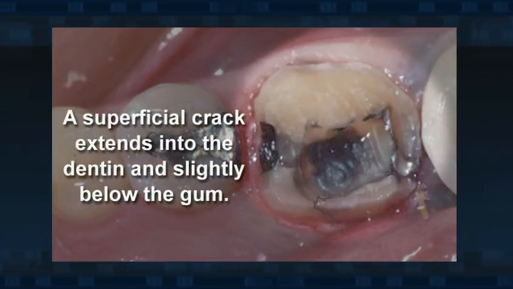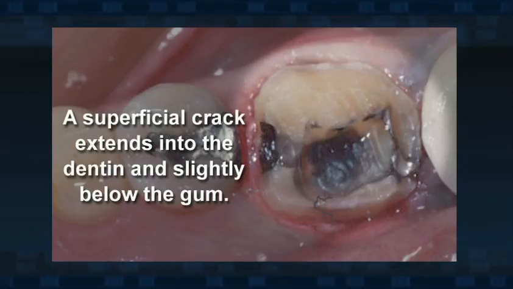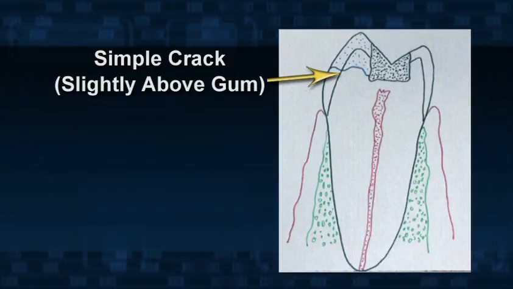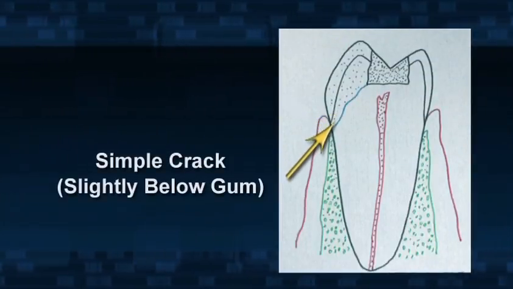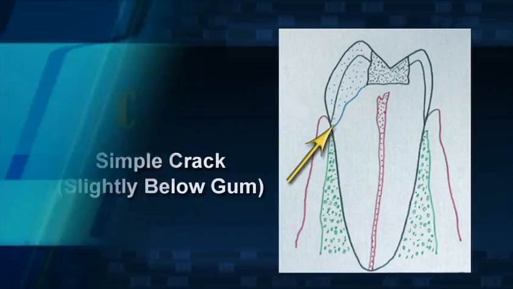This clinical image shows a darkly discolored tooth that's had an old silver filling removed and a crack that apparently extends slightly below the gum. Removal of the cracked piece and placement of a crown would satisfy the situation. The next two images similarly show a simple crack above or slightly below the gum, requiring only removal of a piece and placement of a crown.